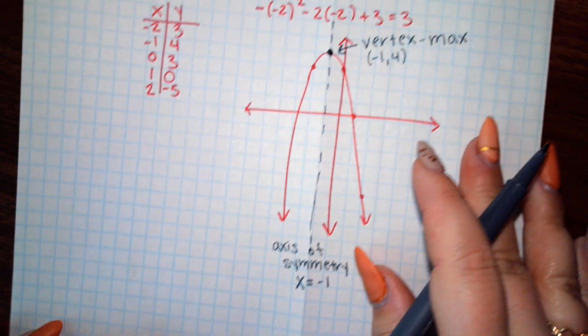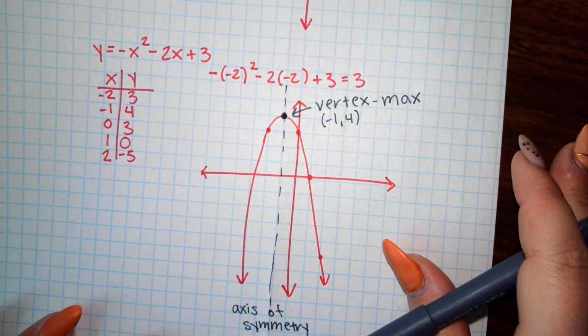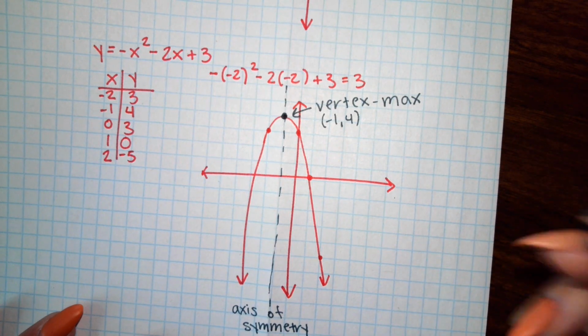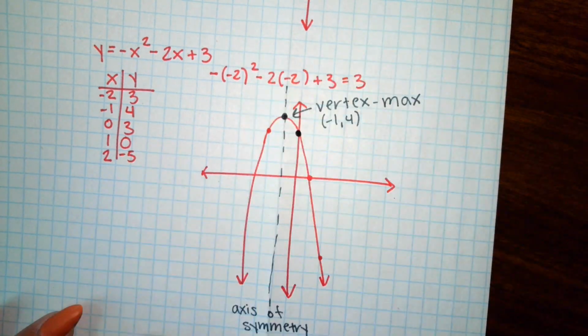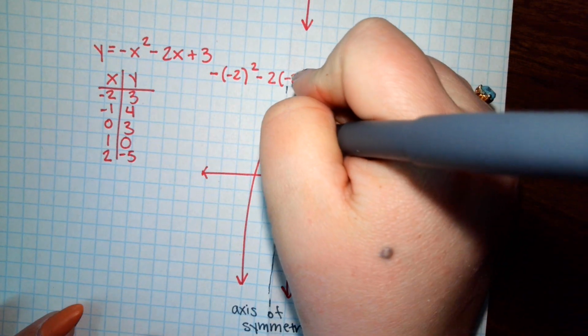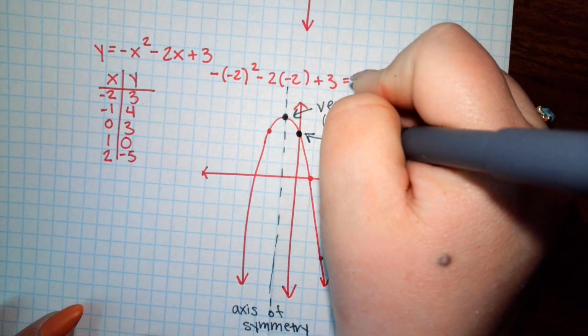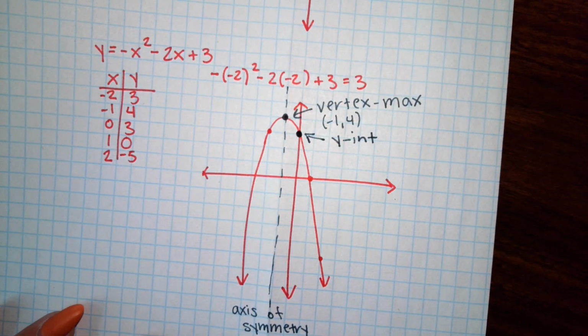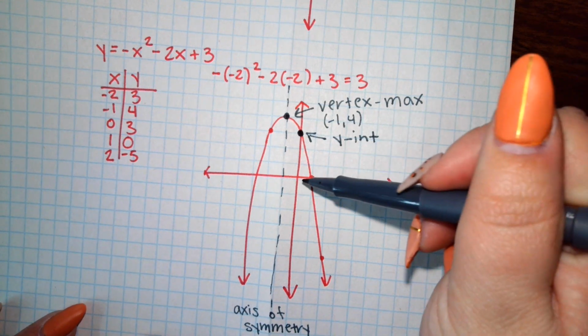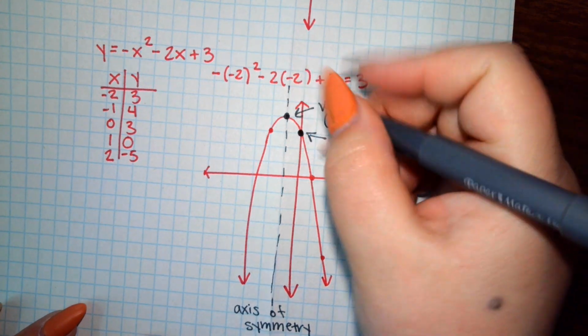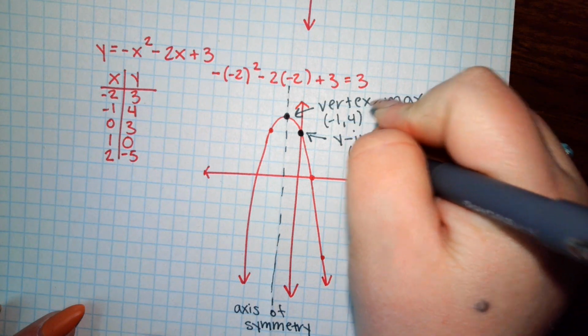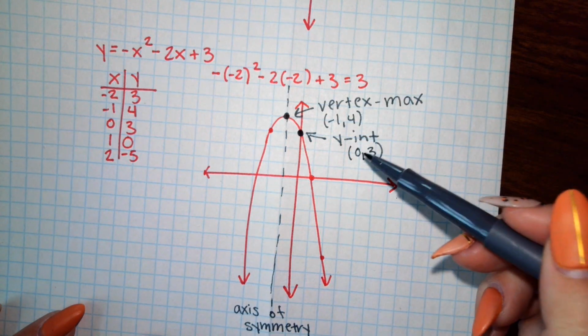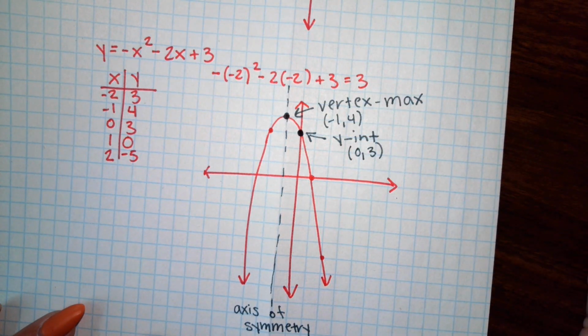All right, there's two other important parts of our parabola here. The first is the y-intercept. So right here, it's where the graph hits the y-axis. In this case, our y-intercept is 0, 3. And of course, your y-intercept is where x equals 0.